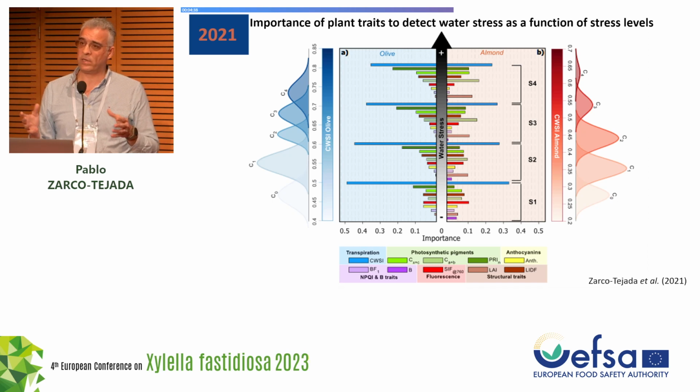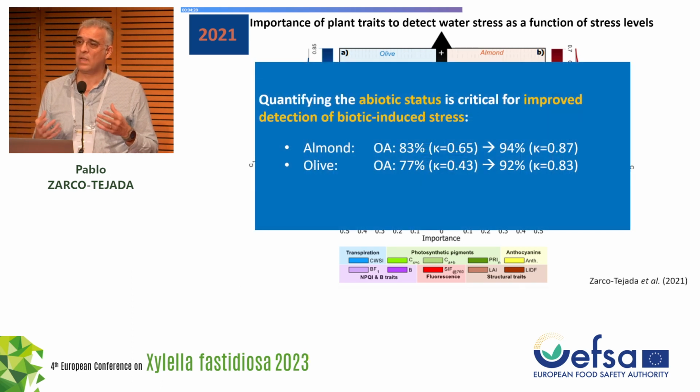What we show there is that the different spectral-based plant traits vary as a function of the stress levels. That is very important because, accounting for that natural variability of the abiotic stress, we improved the models and the performance went up from 80-something percent to 94, and from 77 to 92, in almond and olive. This demonstrates how important it is to quantify the abiotic variability of stress in order to improve detection, particularly if you are scanning thousands of hectares.